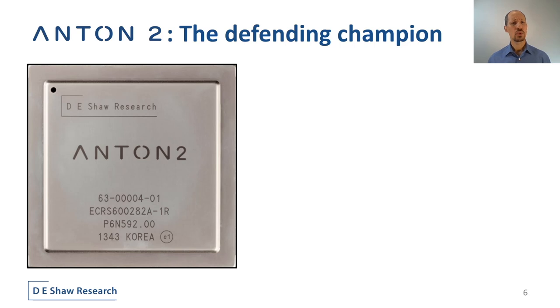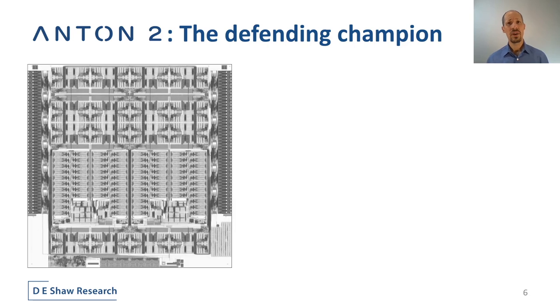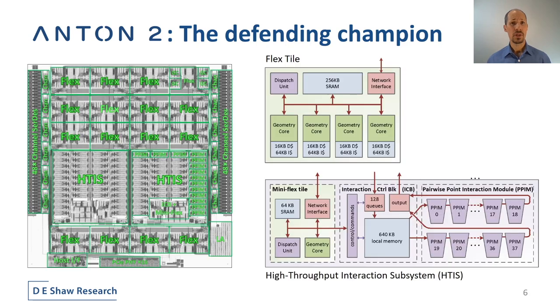To understand the innovations we've made in Anton 3, let's start with a look inside the current world leader, Anton 2. Like all members of the Anton family, Anton 2 is built around a custom ASIC. Peeking under the lid, we find that most of the chip comprises two kinds of computation tiles. The flexible subsystem, or flex tile, looks like a typical multi-core processor, consisting of four cores with private caches connected to a shared memory. We call these geometry cores due to their special facility for the vector geometric computations occurring frequently in MD code. A dispatch unit handles fine-grained synchronization, and a network interface connects the flex tile to the rest of the chip and machine.